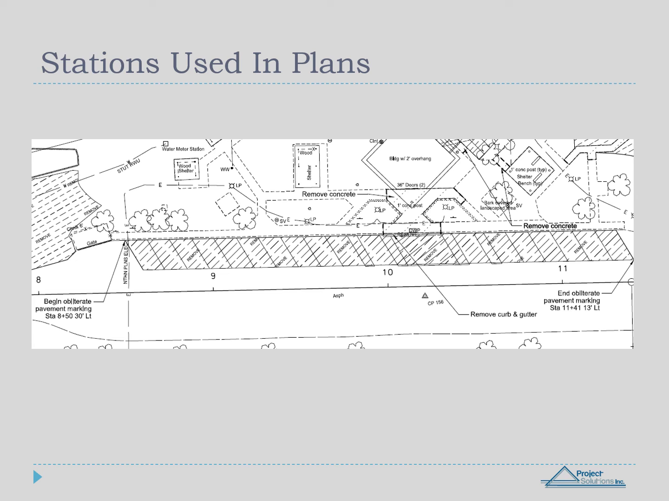This next slide was taken from the same plans we have been reviewing so far. Looking at the pavement, it begins at station 8 plus 50, 30 left, and ends at station 11 plus 41, 13 left. This tells us to begin and continue to obliterate pavement markings for 291 feet starting at station 8+50.